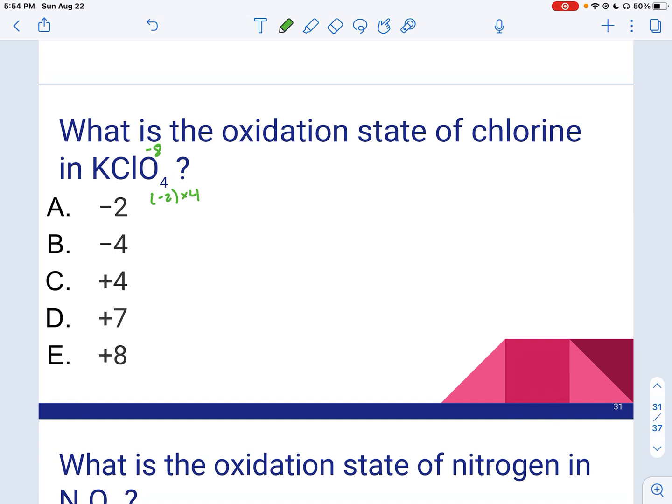Potassium is a metal that has a charge of +1, and it's not part of the polyatomic here. There is a polyatomic here, but potassium's not part of it. Perchlorate is just ClO4. So potassium's going to keep its regular charge of +1. So now chlorine needs to balance this out because our overall molecule has no charge. So chlorine needs to be a high enough charge to get to 0. So that's going to be +7.